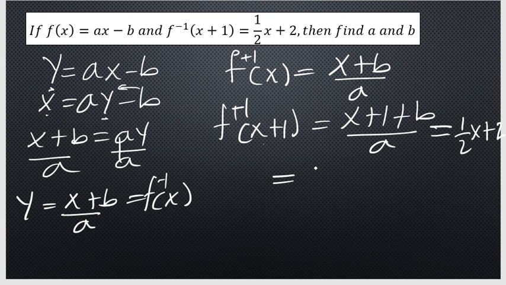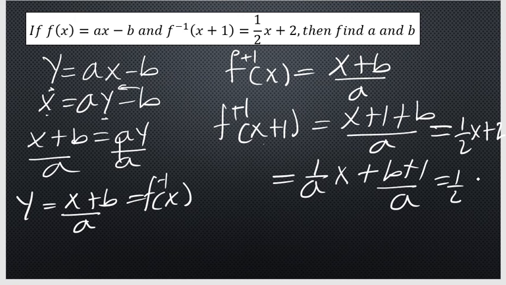But this one we can write as, because the a is the denominator for each of them, but the variable is the x only. The other variables are constant. We need to find them. So x over a is the same as 1 over a times x plus b plus 1 over a. This is equal to 1 over 2x plus 2. Why do I write like this?